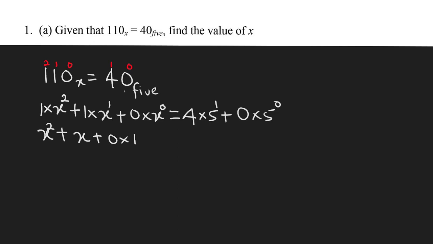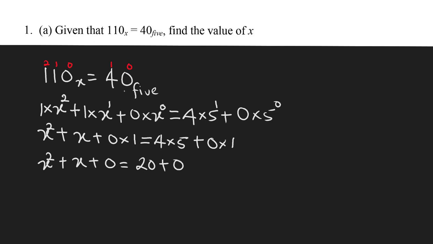Is that not? Anything raised to power 0 is always equal to 1 based on the law of indices. So equals, we have 4 times 5 raised to power 1, which is the same thing as 5. Then plus 0 times 5 raised to power 0 will always be 1 too, because anything raised to power 0 is 1. So let's simplify. We have x squared plus x plus 0 times 1 is 0, equals 4 times 5 is 20 plus 0 times 1 is 0. So now we have x squared plus x equals 20.